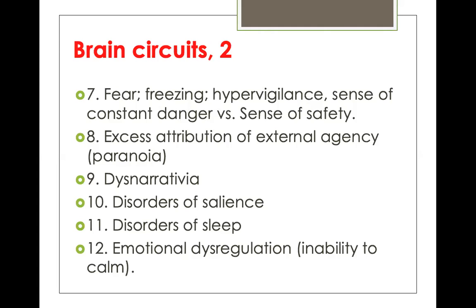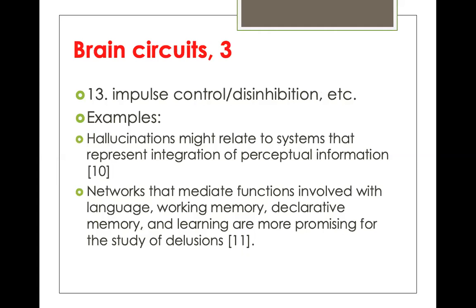There's the excess attribution of external agency system, which is paranoia. Dysnarrativia is related to story brain. The salient system, the sleep system, emotional regulation systems, impulse control systems, and things like that.